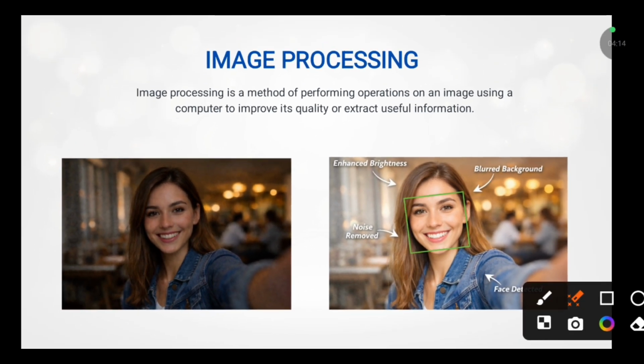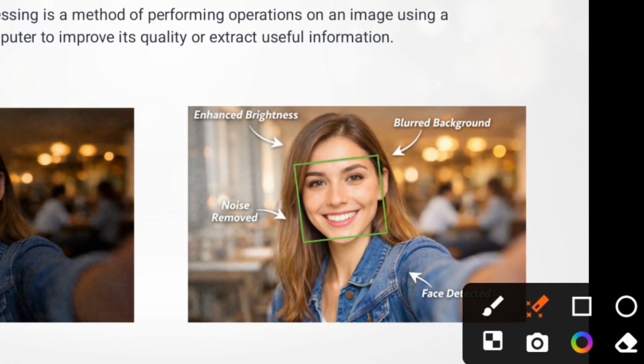As we already know, in image processing we perform some operation on an image. So we will increase the brightness of this image, we will detect the face in this image, we will make the background blur, and we will also remove the noise. When we perform all these operations on this image, we will get a new image like this. See the new image after performing all the operations on it.